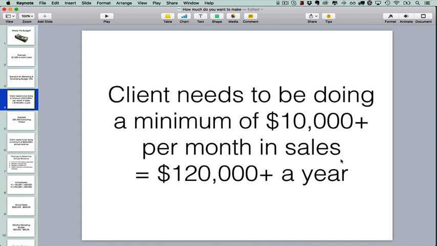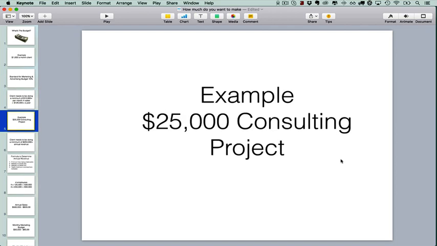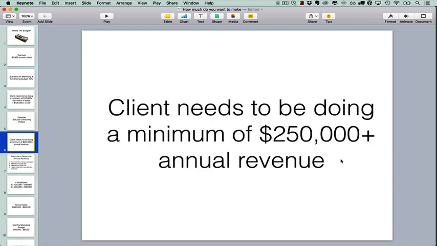Let's say you had talked to a client and it looks like it's going to be a really big consulting project. Maybe you want to charge around 25 grand for it. Using the same series, we can figure out what type of budget would be required for them to afford a $25,000 consulting project. The client needs to be doing more than $250,000 in annual revenue. I put a minimum here, but we really want them to be doing a little more because they're probably not going to be spending all their budget on this. If they're doing more than that, then we know that they're good.